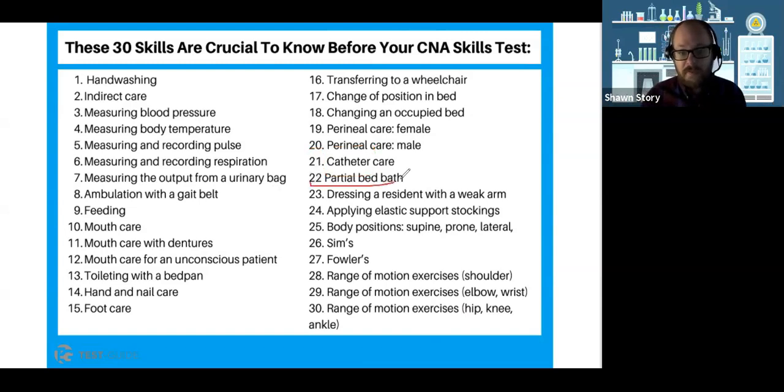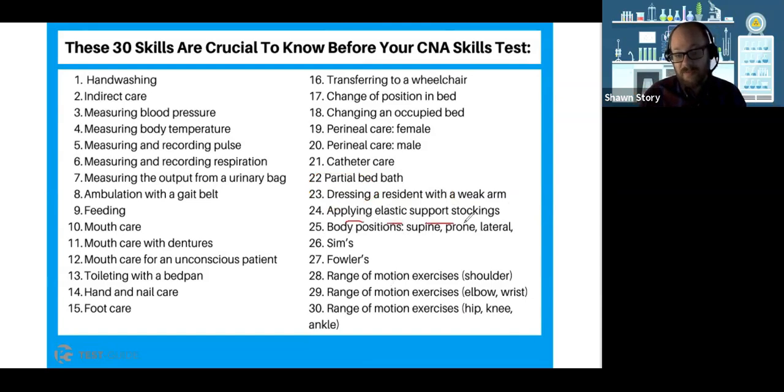All right, partial bed bath. So this idea of bathing a patient while they're still in the bed. You're only going to bathe part of the patient. Dressing a resident with a weak arm. So helping them put on clothing if maybe an arm is broken or they're in a cast. How do we actually clothe them and help them with that?